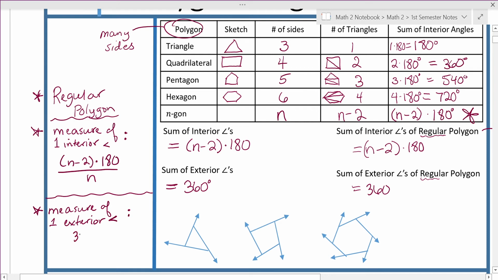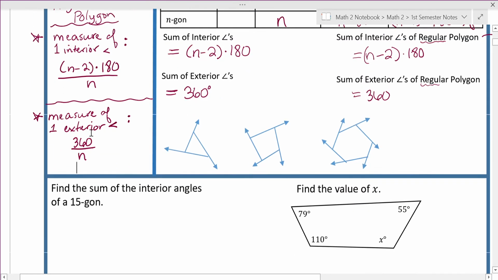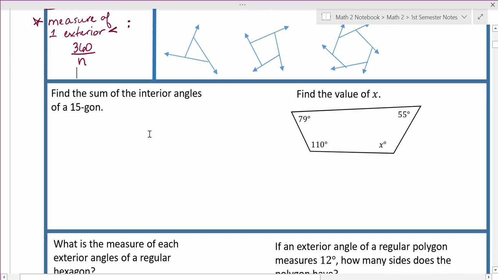Then we're going to go 360 divided by however many sides there are. So those two formulas, we're going to see some problem types like that in this unit. Okay, so let's look at some problems here. Find the sum of the interior angles of a 15-gon.